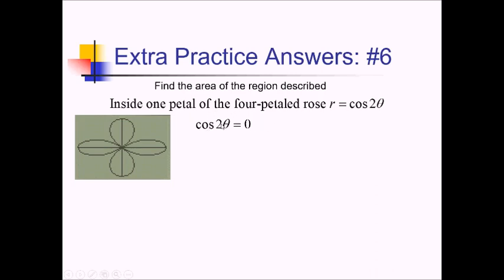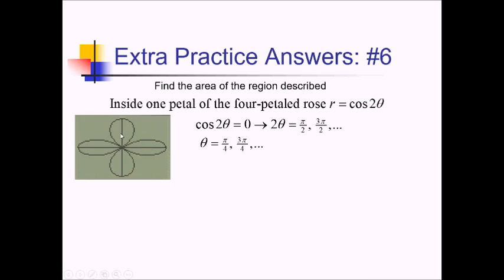Cosine of an angle is going to be 0 in general at pi over 2, 3 pi over 2, things like that. And now if I divide everything by 2 to solve for theta, I see that this angle right here is going to be pi over 4, and then this other angle right next to it is going to be, let's see, 3 pi over 4. Okay.